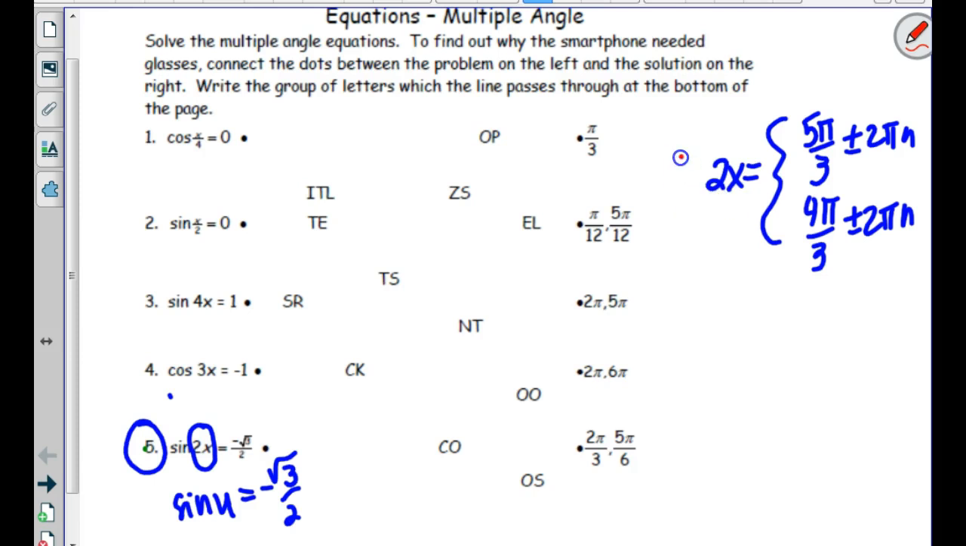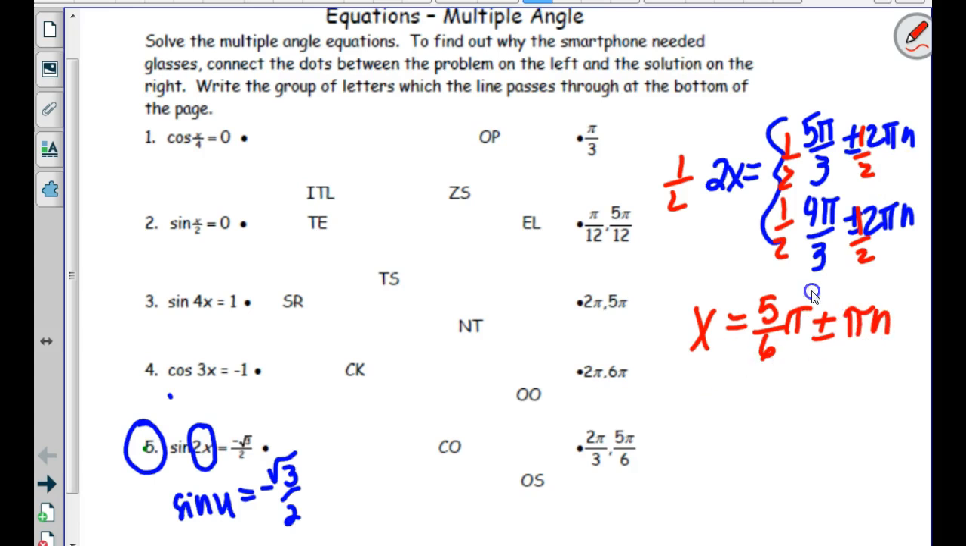Divide by 2 or take half of everything. And remember, that means we have to go all the way back here and take half of this as well. So x would become, what's half of 5 pi over 3? Multiply the top and the bottom, or use your calculator and do a math, enter, enter. Should be 5 over 6, right? 5 pi over 6. And that'll, instead of being plus or minus 2 pi n, it would be pi n, okay? Half of 4 pi over 3 would be 4 pi over 6, but what's 4 over 6 reduced to? Plus or minus pi n.